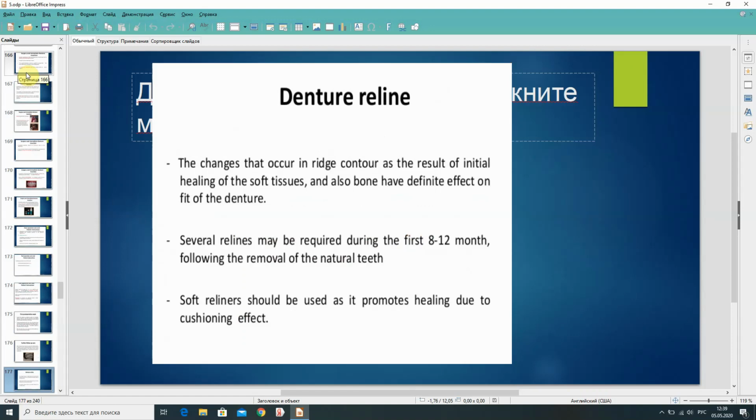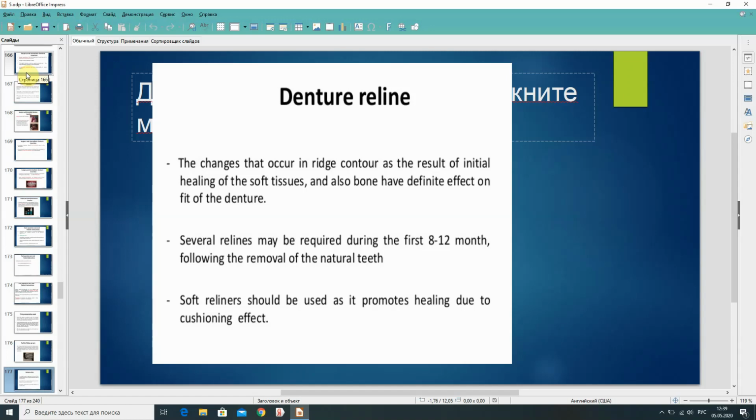Denture relines. Changes occur in ridge contour as the result of initial healing of the soft tissues and bone, which have an effect on the fit of the denture. Several relines may be required during the first 8 to 12 months following the removal of the natural teeth.